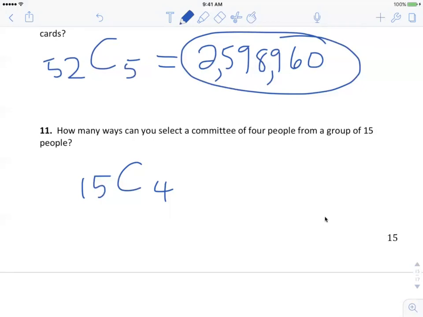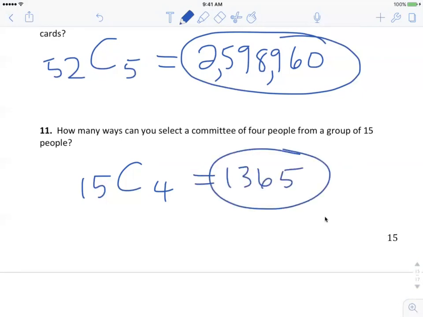One of the keys in this section is just distinguishing between combinations and permutations and which one to use, the C or the P, okay? So this one, 15 choose 4. Use your calculator for that. And it's 1,365.